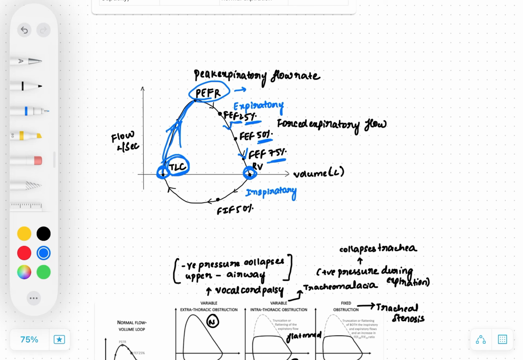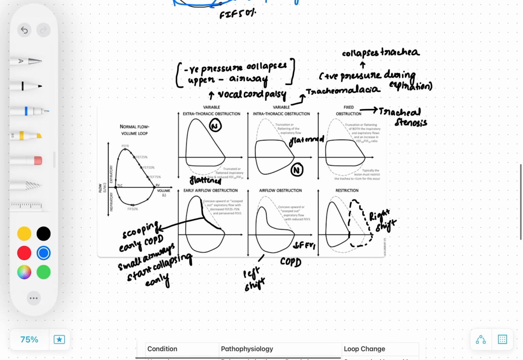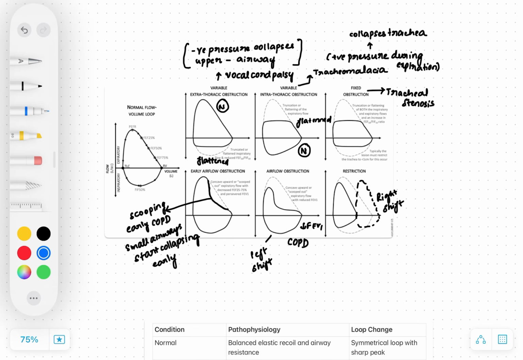And then starts the inspiration. The starting point of inspiration is the residual volume. Here the curve will be smooth and rounded because the muscles will draw the air steadily. That's why there will be a smooth curve. So let's come to the variations in these flow volume loops.